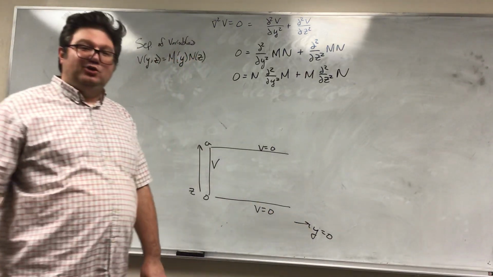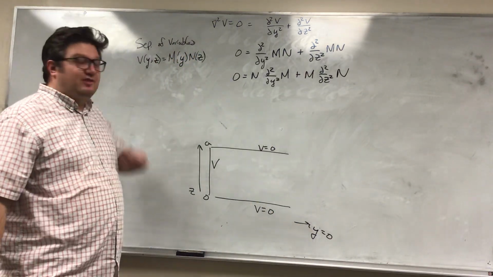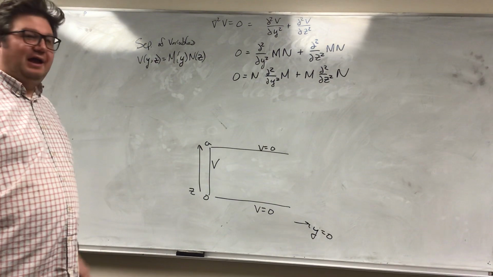All right, then I'm going to do something wacky. This is equal to 0, and I'm going to divide by NM.